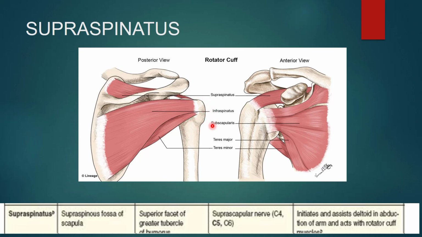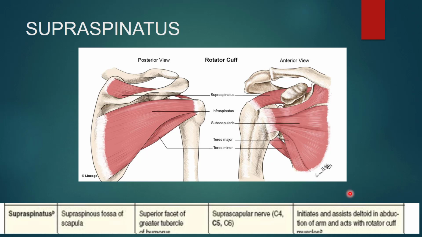Can you see here? This is the greater tubercle of the humerus. There are three muscles which are attached to the greater tubercle. One is attached to the superior facet, the second to the middle facet, and the third to the inferior facet. So this supraspinatus is attached to the superior facet of the greater tubercle of the humerus. It is supplied by the suprascapular nerve, which has the root value C4, C5 and C6.